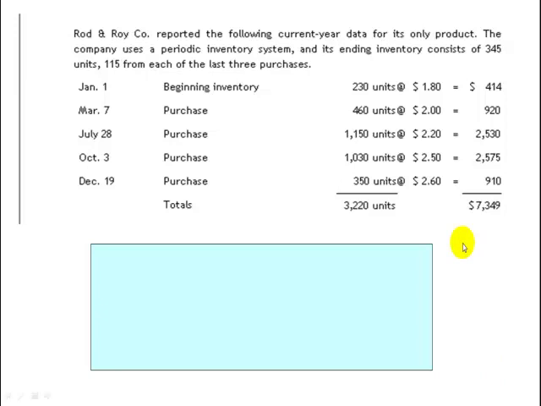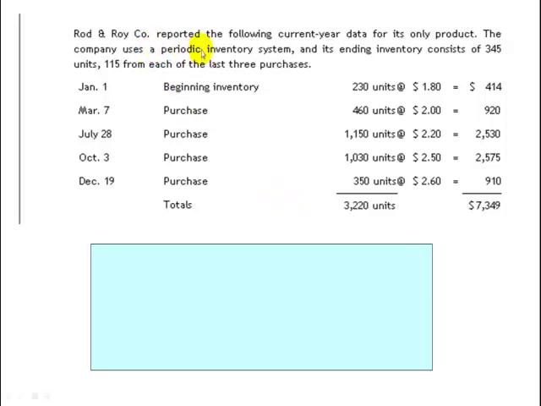Okay, this problem deals with a different kind of inventory system called the periodic inventory system. Under the periodic inventory system, we only know what the inventory is at the end of the month when we make a count. This differs from the perpetual inventory system, when we know exactly what we have in inventory all the time because we take a running count or a live count or an on-the-fly count.